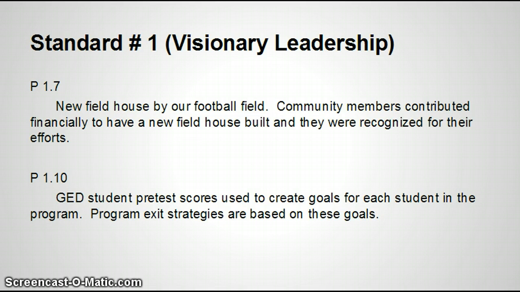Those are the students that we would give some fast track coaching through the GED and get them to pass the GED test within a week or so. So these GED pretest scores, like I said, we used to develop the goals for each student. That was the example I picked for that one.